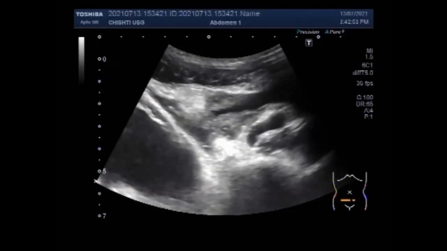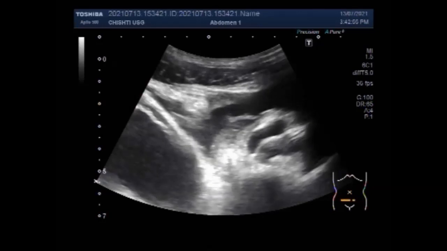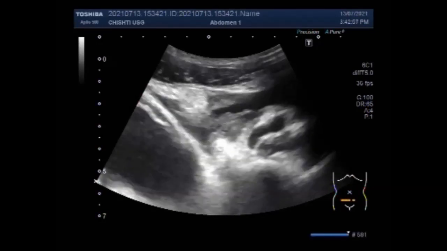Now you can see a part of the perforated gut loop is floating in the thick free fluid, and this is the part of the ileum, small bowel.